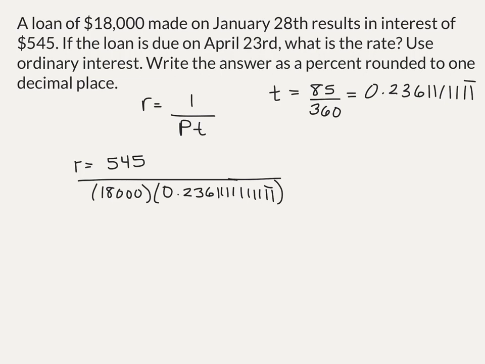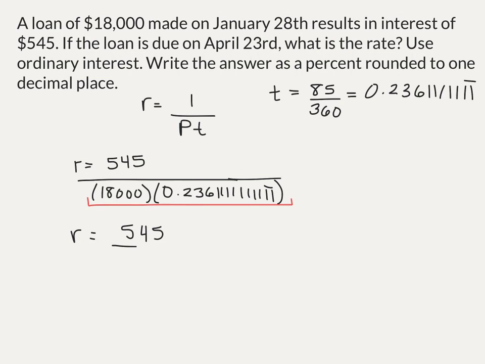Next, we'll take the values for I, P, and T and plug them into the formula for R. Now, before we did that, I took 85 and divided by 360 to get a decimal of 0.2361111 repeating. Next, I plugged in the values into the formula, and I got 545 divided by 18,000 times 0.2361111 repeating. Next, we'll multiply the values in the denominator position.